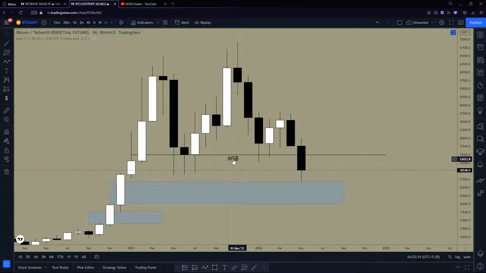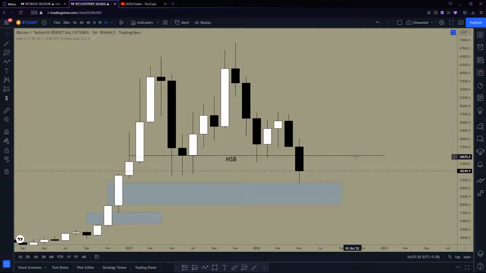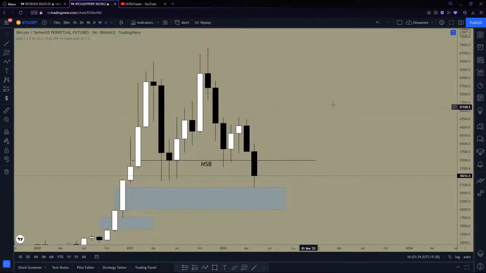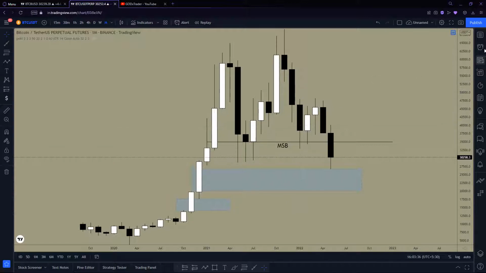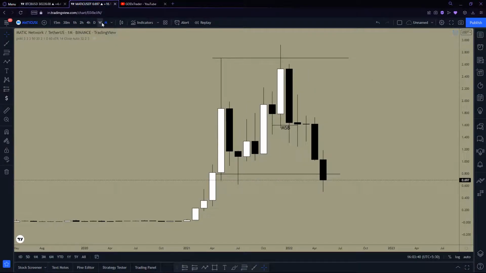It will come down. We already have a break in market structure. We can come down to fill up this FVG, and then reclaim the market structure, that is $35,000, right? And let's talk about examples of this MSB which I'm talking about. So let's go to Matic. It's a very good example, weekly, right?